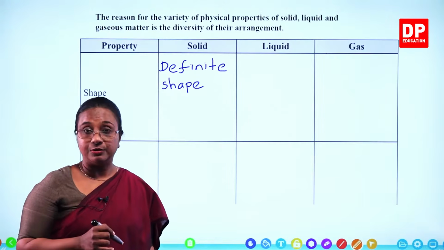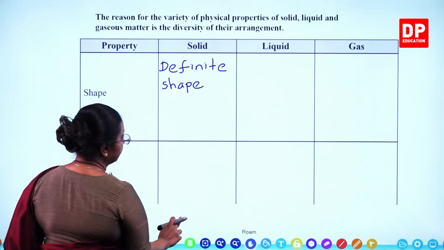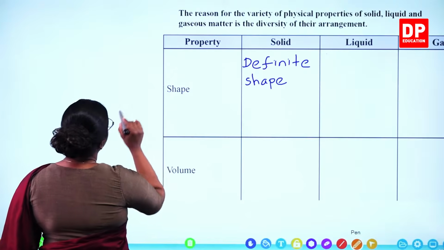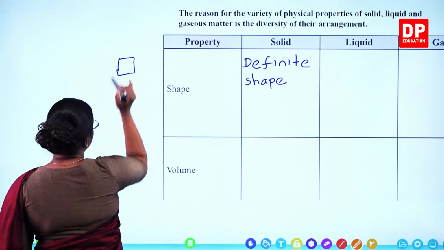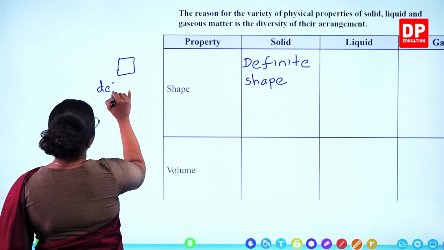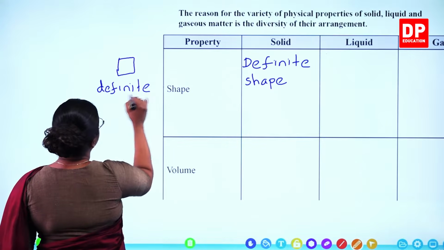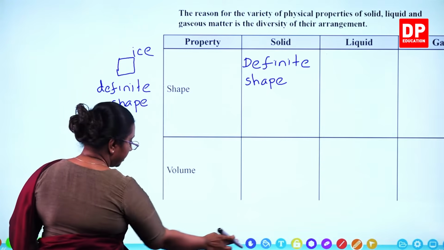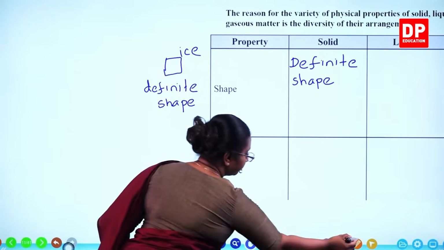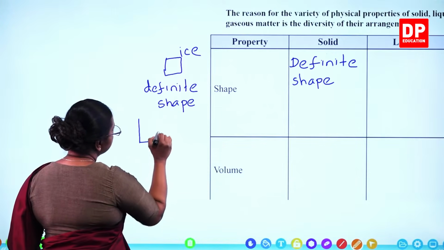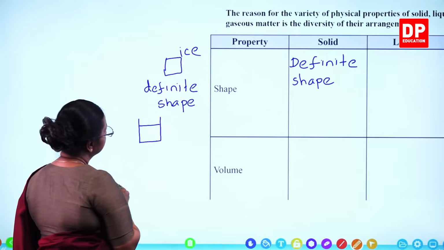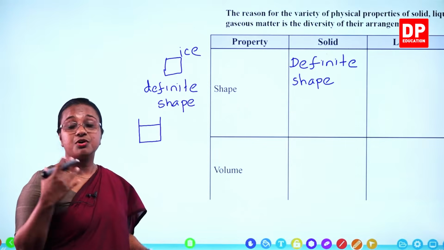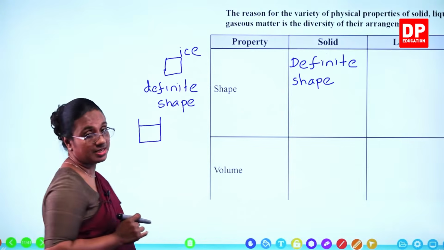So how about the liquid? Now let's try to understand this. Now if you had ice, it would have a fixed shape. So it's a definite shape. This is ice. Now if you have water, let's say you take water into a container like this, then it will have the shape. You have seen water taken in beakers or glasses, it will have this shape.